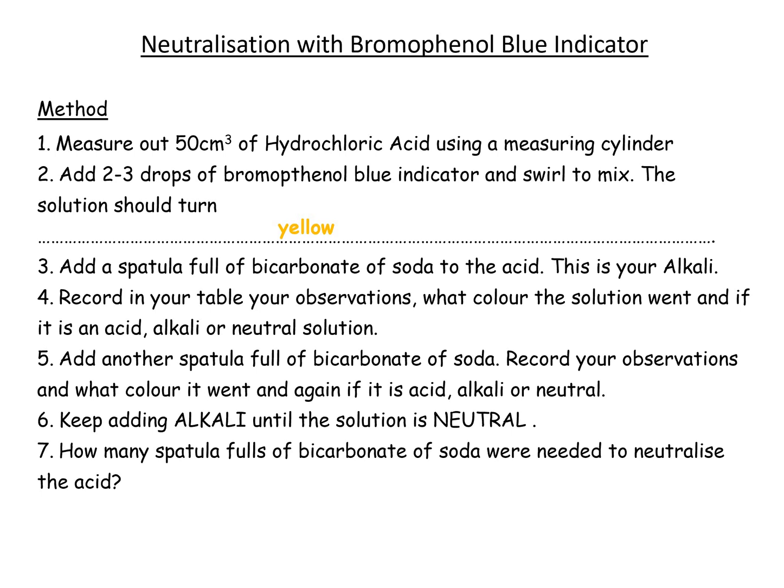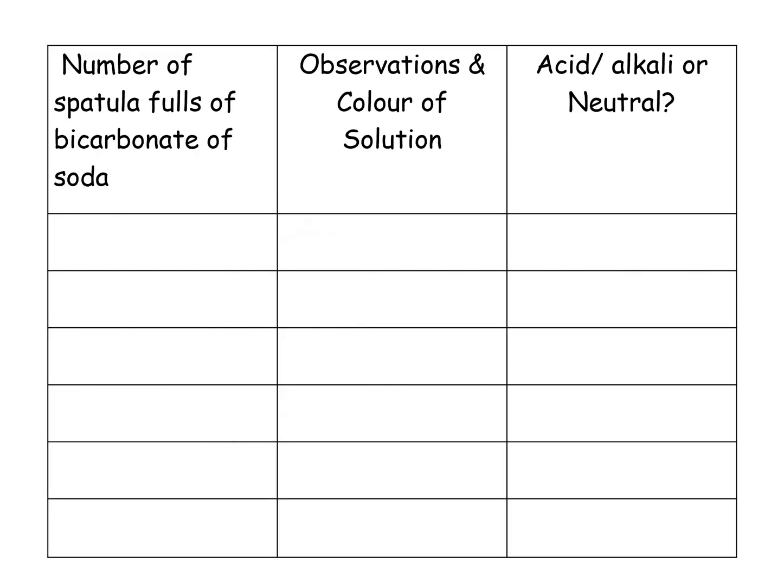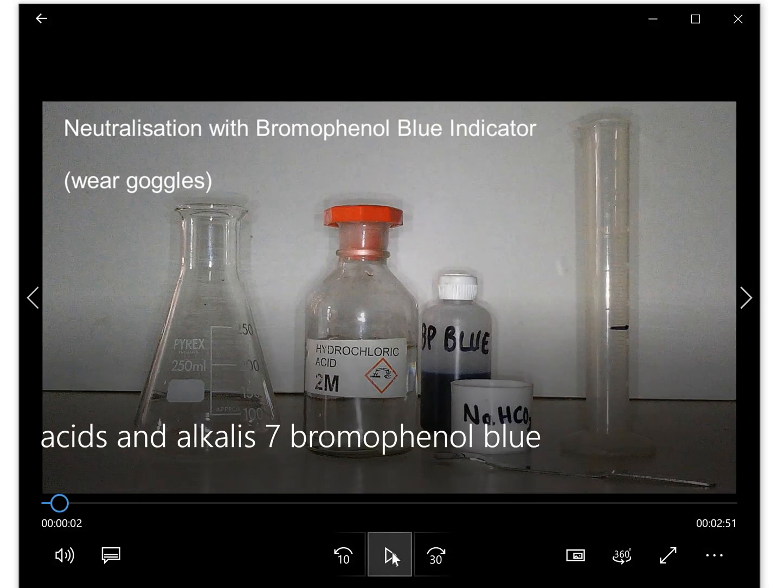Now, before I show you the video, I'm going to show you the results table. So you've got it like this. Now, it's actually going to take more spatulas than we have space for here. So I want you to put 0 at the top, the colour, any observation, and if it's acid, alkali or neutral, then 1, 2, and then the last 3 underneath. So you're going to skip the middle ones, because between the first spatula and the last one, not a lot changes. Okay, so now we're going to watch the video.